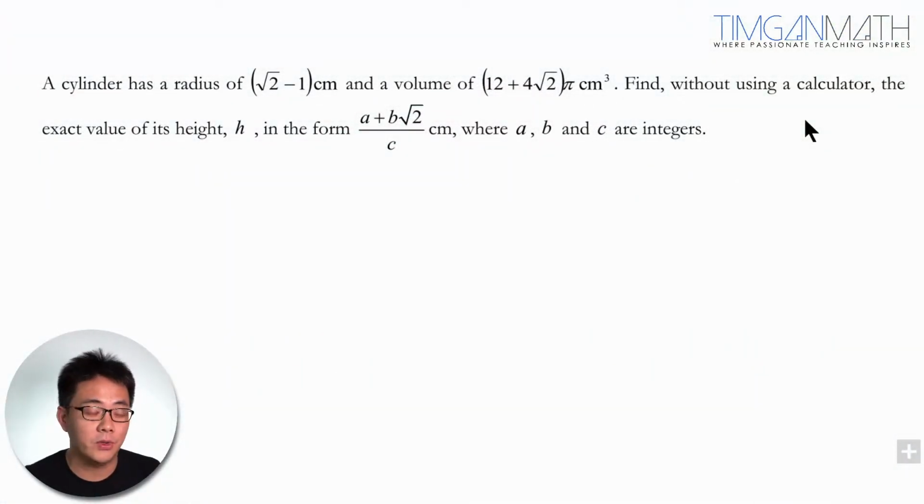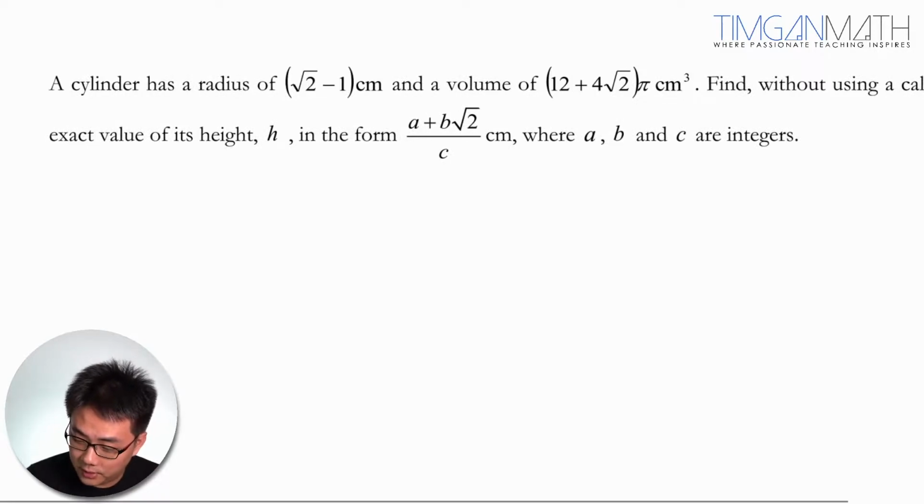Hi students, let's look at this question here, which is on surds. You're told, without the use of a calculator, to find the height of a cylinder given the radius and the volume of the cylinder. So let's see how we can solve this properly.